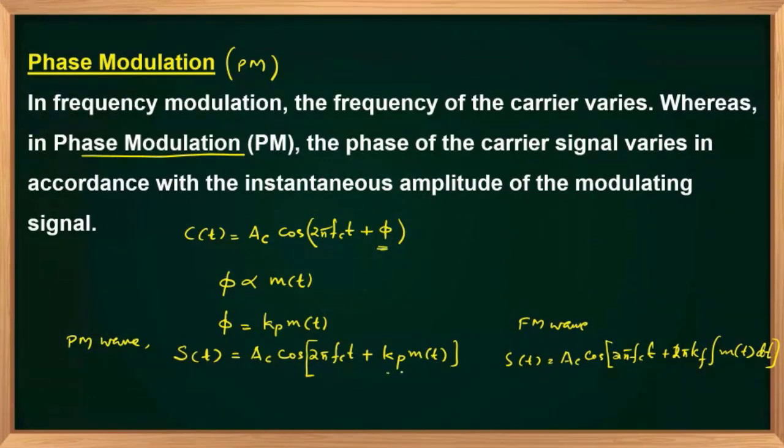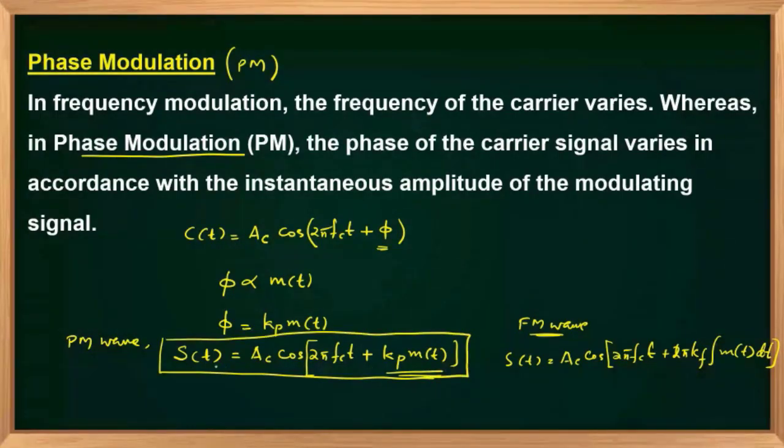In PM wave, phase is proportional to the modulating signal. In FM wave, the instantaneous phase is proportional to the integral of the modulating signal. So that is the difference. You should note down this equation, s of t, the expression for PM wave, which is given by Ac cos 2 pi fct plus Kp into m of t. You can see the difference between PM and FM wave.